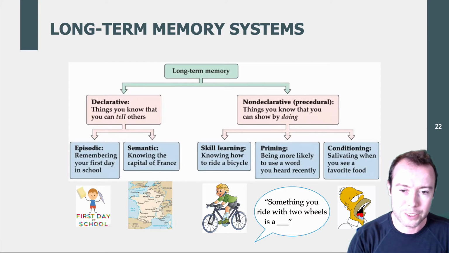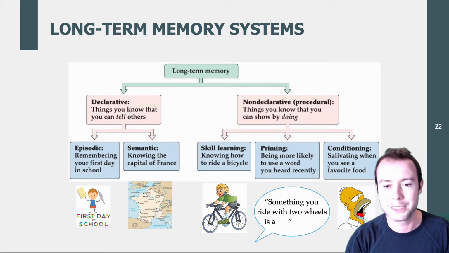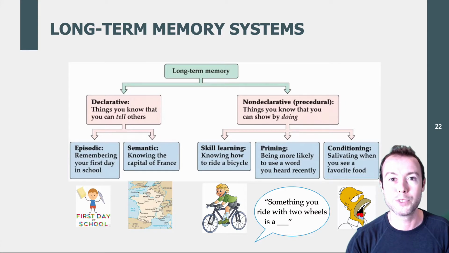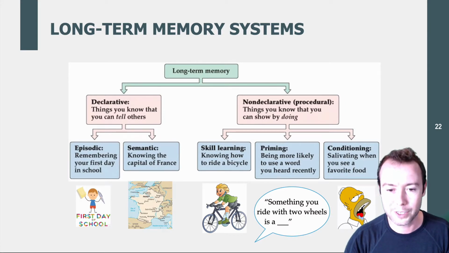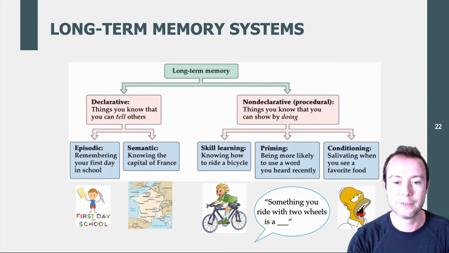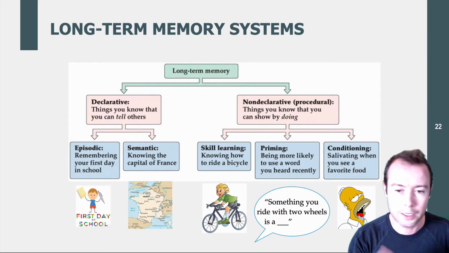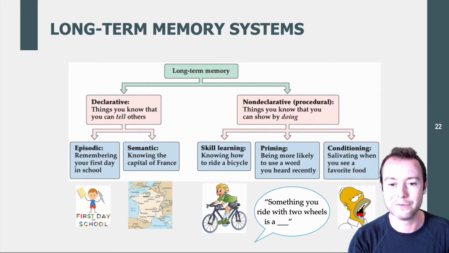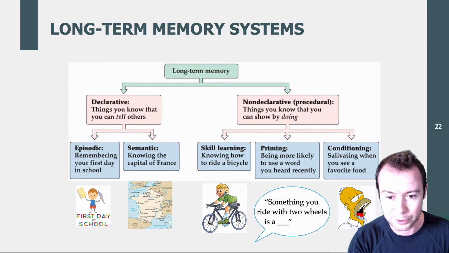Now on the other side, we've got these non-declarative or procedural memories. So things you know that you can show by doing. So we can't necessarily articulate them well. One of these is kind of skill learning effects. So the ability of knowing how to ride a bicycle. There's also priming effects. So this ability to be more likely to use a word that you heard recently.